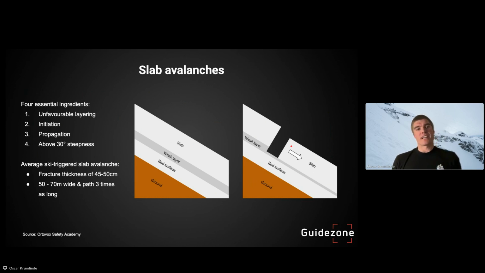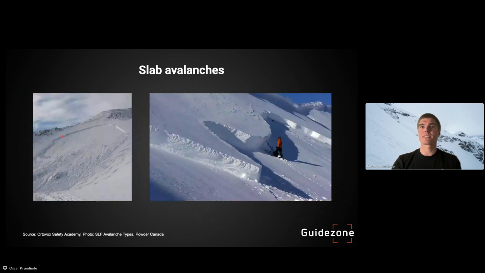So how large are these avalanches on average? Well, the average ski-triggered slab avalanche has a fracture thickness of 45 to 50 centimeters. So that means that the slab is on average 45 to 50 centimeters thick. And the width is usually, or on average, 50 to 70 meters wide.